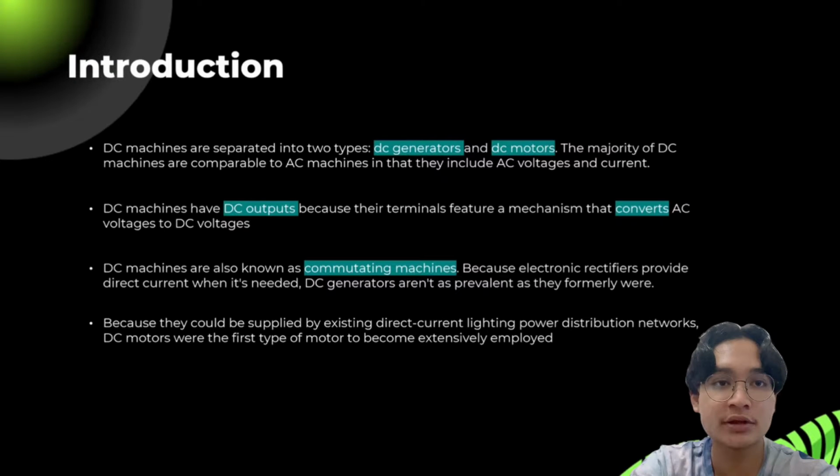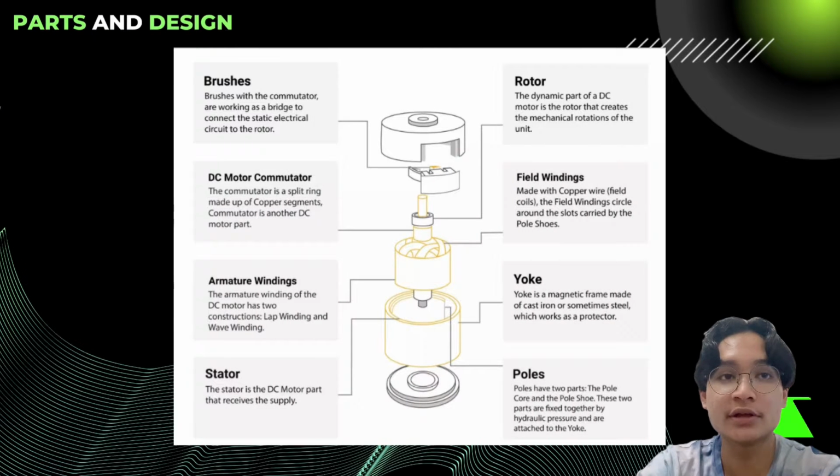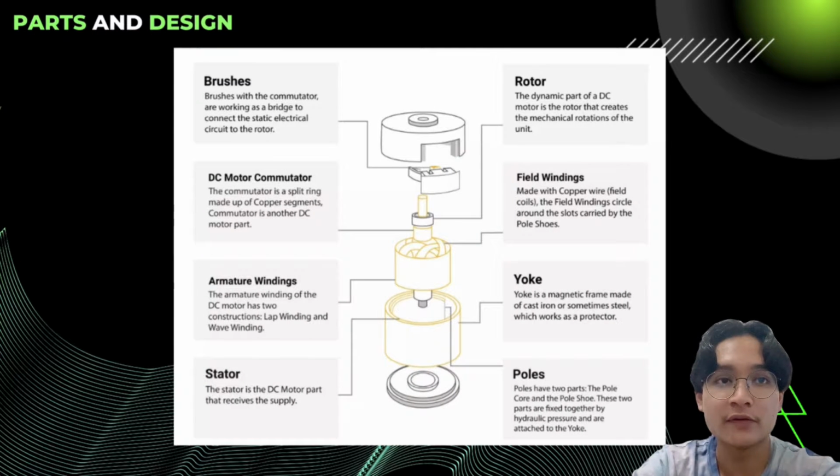DC generators aren't as prevalent as they formerly were, because they could be supplied by the existing direct current lighting power distribution network. DC motors were the first type of motor to become extensively employed. For the parts and design of the motor, we have brushes, DC motor commutator, armature windings, stator, poles, yoke, field windings, and rotor. Each one of the parts has its own function.